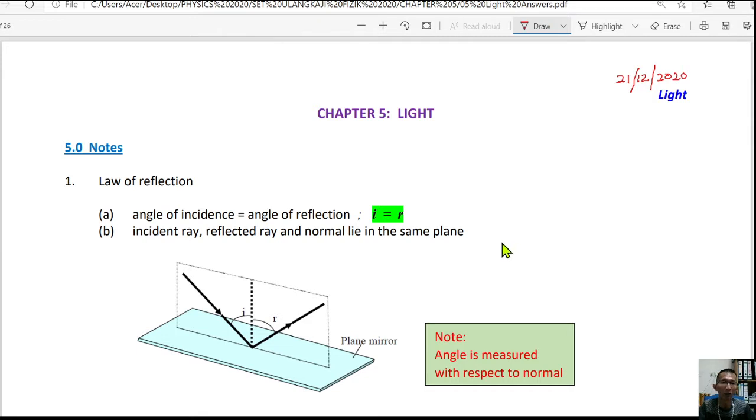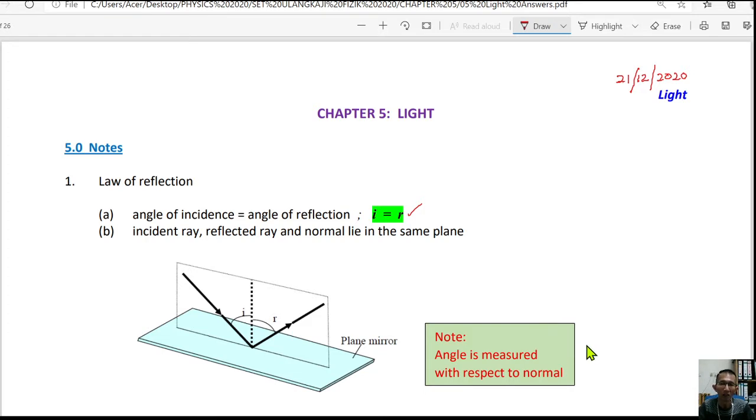Main points in the chapter. First we look at the law of reflection. This law says that the angle of incidence must equal the angle of reflection. This is the first thing in the law. The second thing in the law is that the incident ray, the reflected ray and the normal must all be in the same plane.